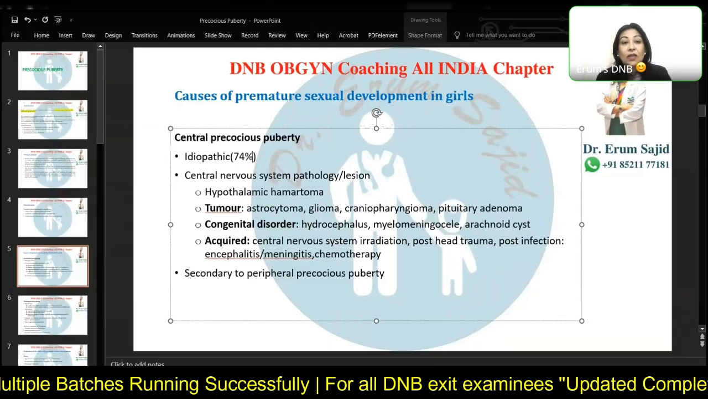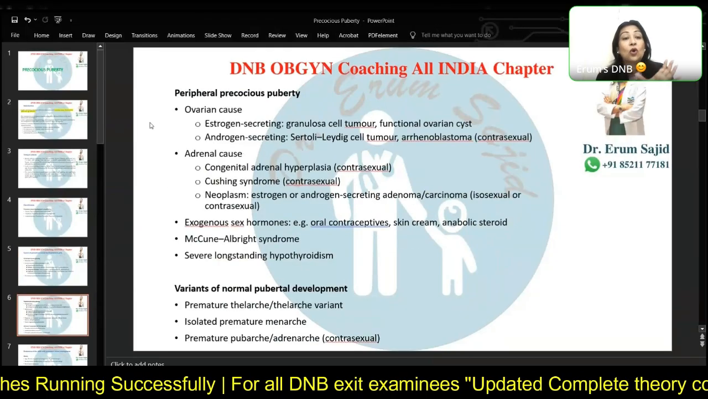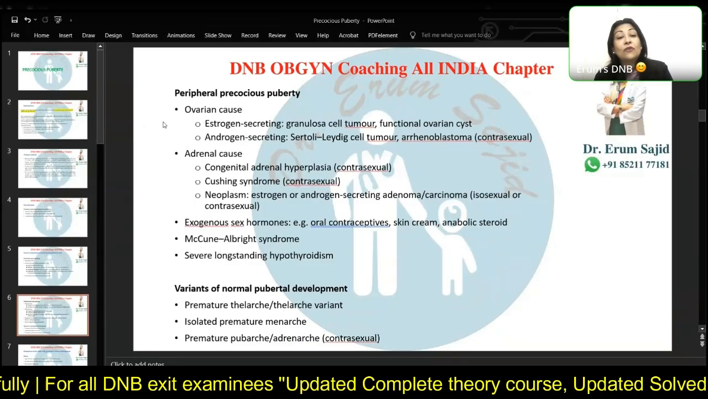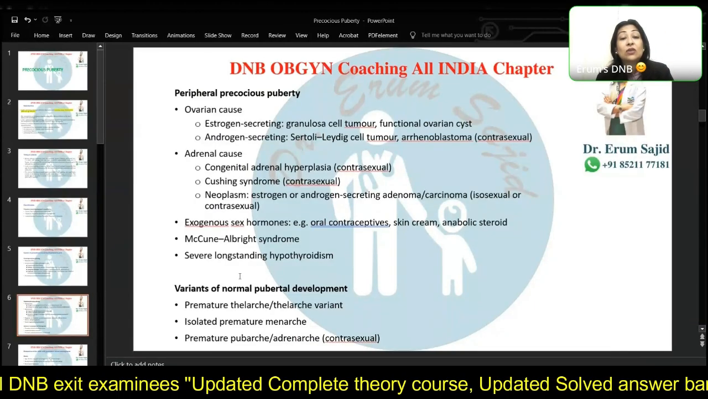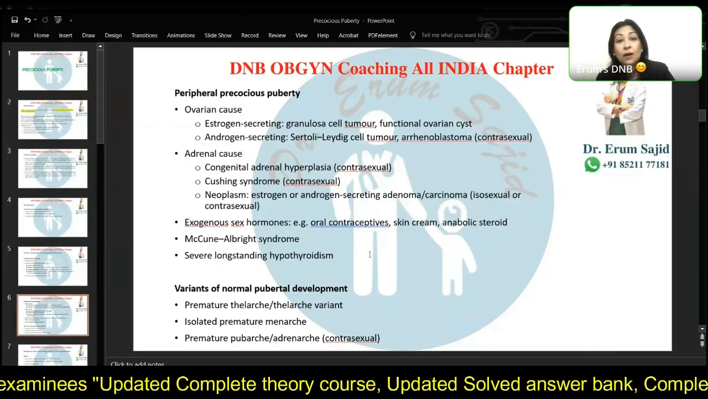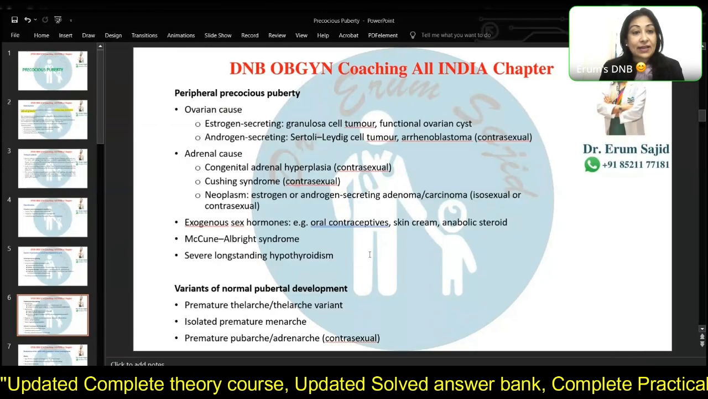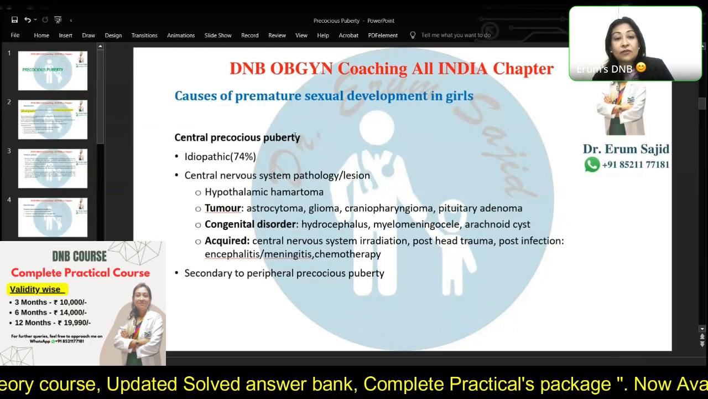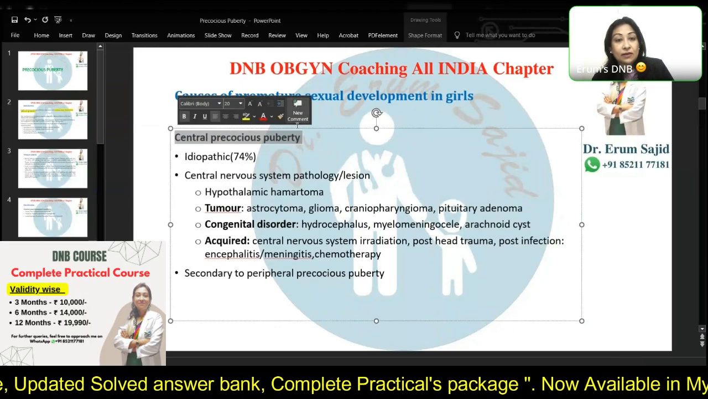Then peripheral precocious puberty. Now see, ovarian causes, adrenal causes, exogenous sex hormones, you cannot forget these two-three things. And then severe long-standing hypothyroidism is a thing to remember. These things have to be ratified, guys. Okay, so we just spoke about the causes of central precocious puberty. I'll just mark it in another color.